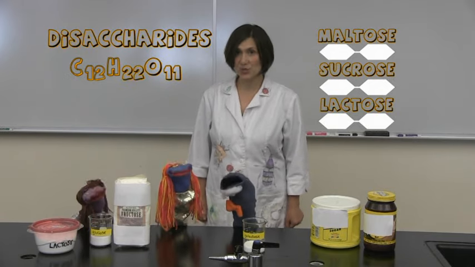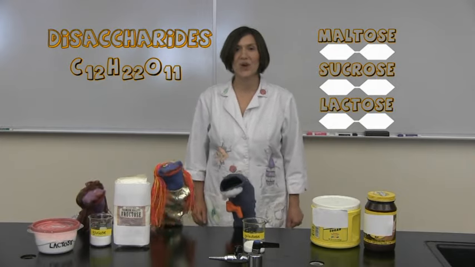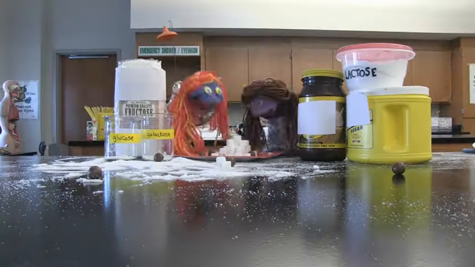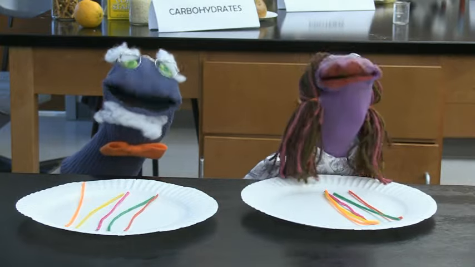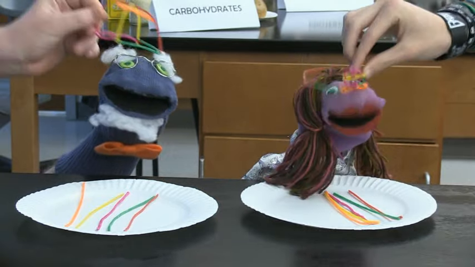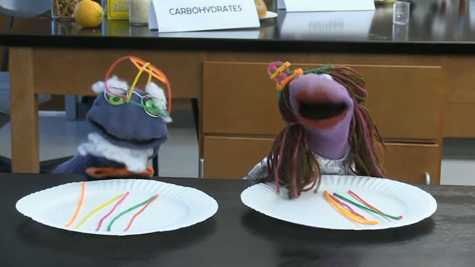C12H22O11. Maltose, sucrose, lactose, disaccharides, double sugars. Isomers of each other, same formula but different structures.